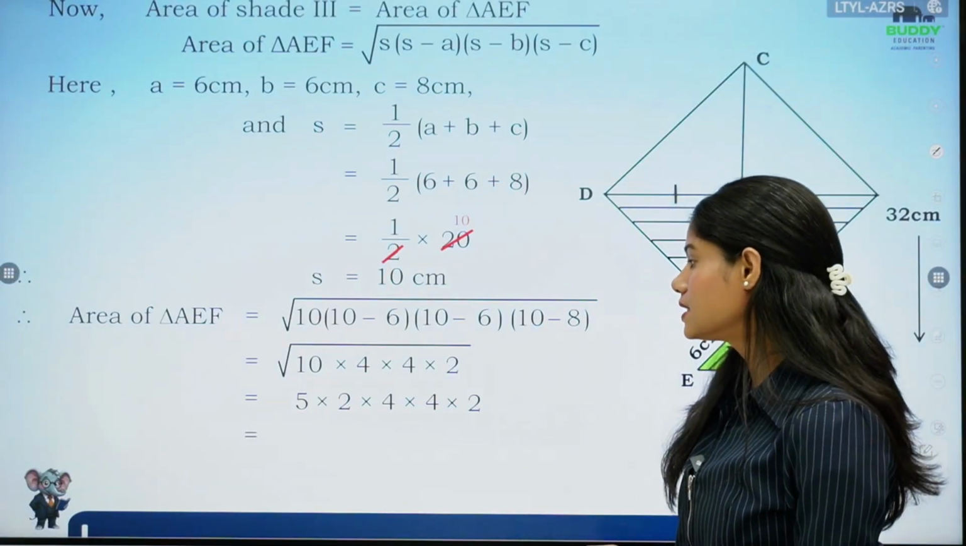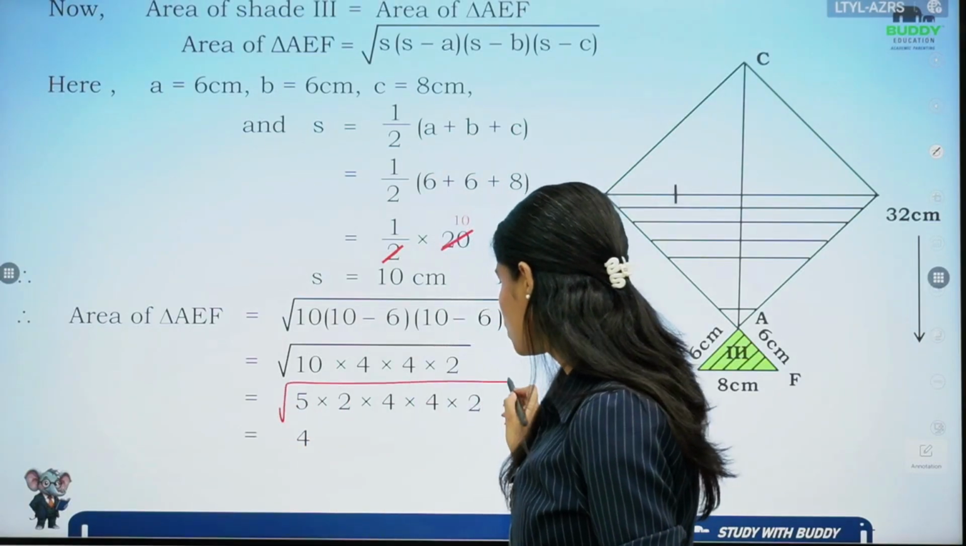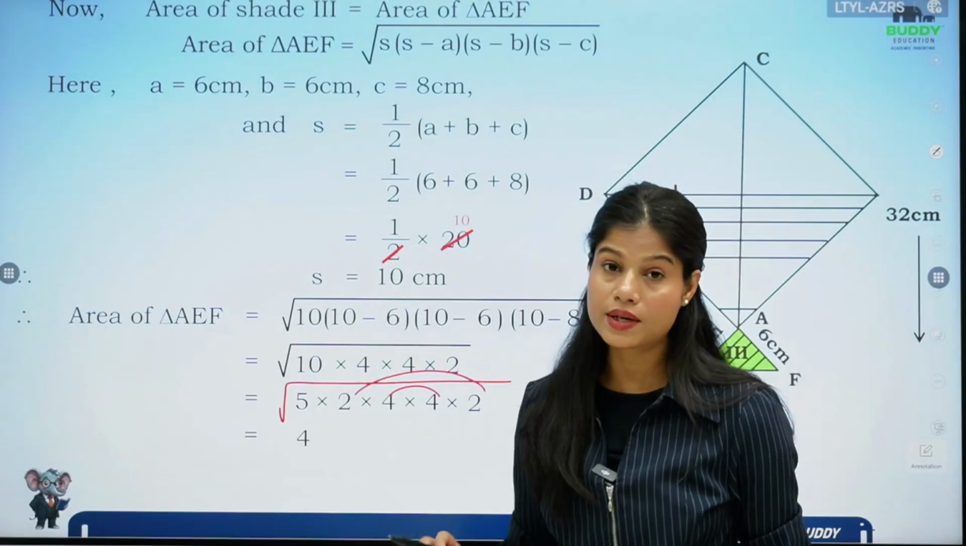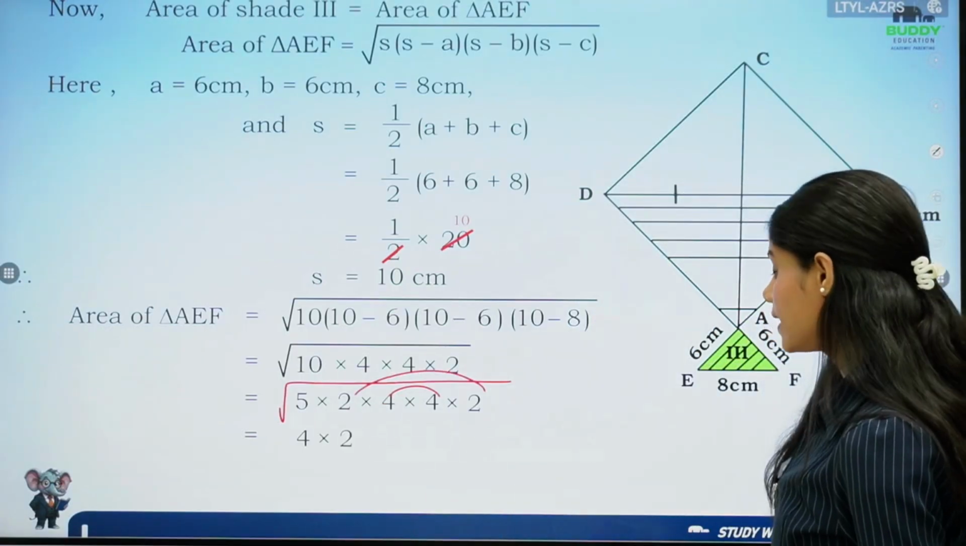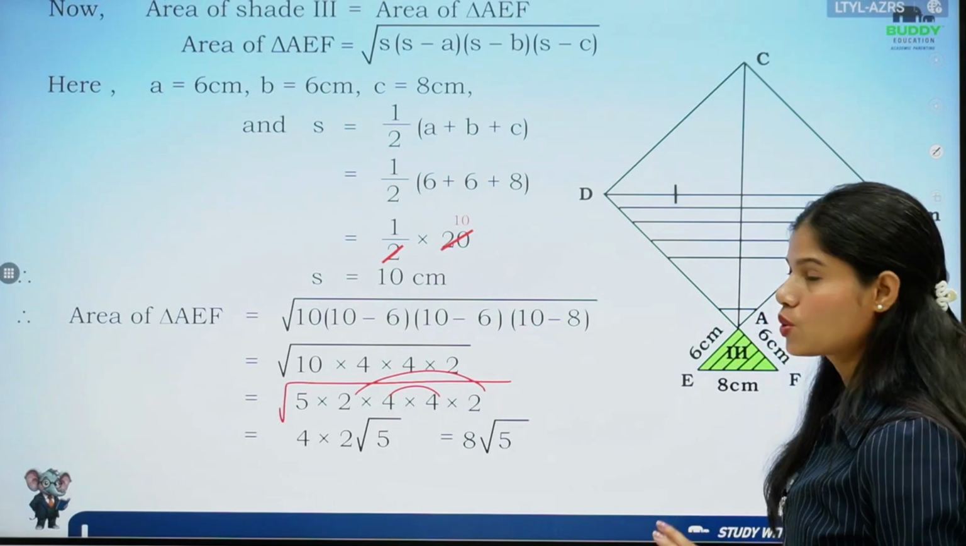Now you can see that here, what is left? A square root should be there. Now here 4 is having a pair, 2 is having a pair, but 5 is not having any pair, right? So inside the square root 5 will remain the same and we will get 8 square root 5.